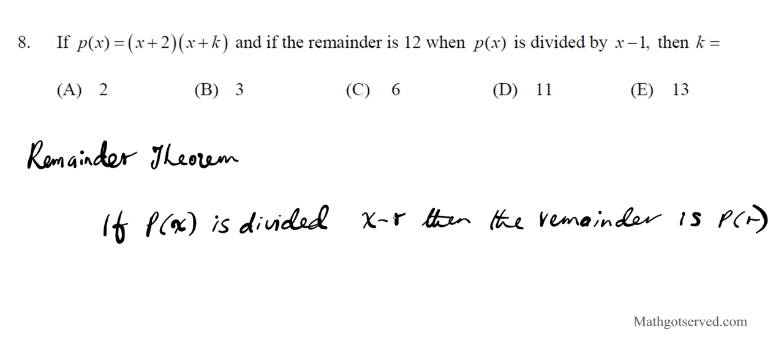Remember, you always have to take the opposite. You basically solve x minus r equals 0, and then whatever result you get, you plug it into the function, and that will be the process that generates the remainder.